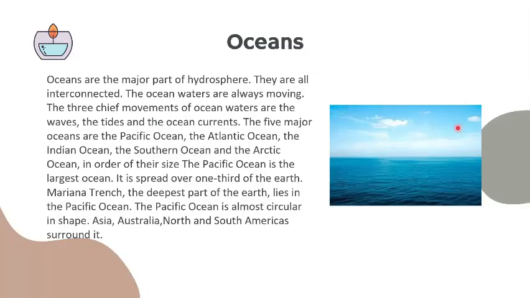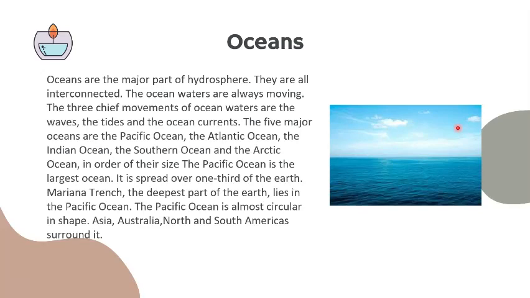The oceans are the major part of the hydrosphere. They are all interconnected. Ocean waters are always moving. Three chief movements of ocean waters are waves, tides, and ocean currents. The five major oceans are the Pacific Ocean, Atlantic Ocean, Indian Ocean, Southern Ocean, and Arctic Ocean.